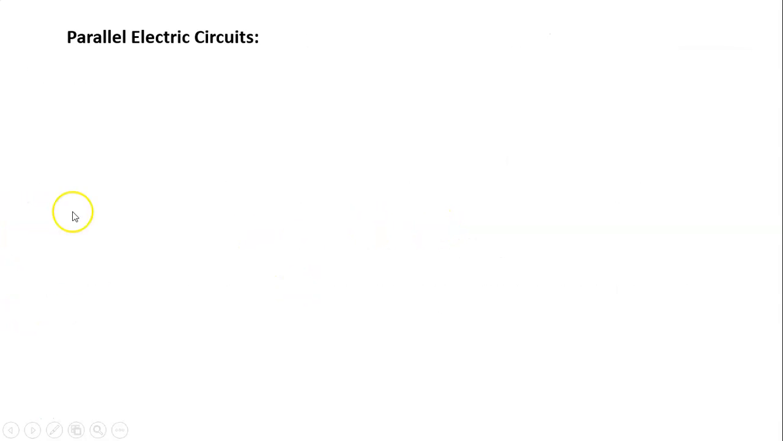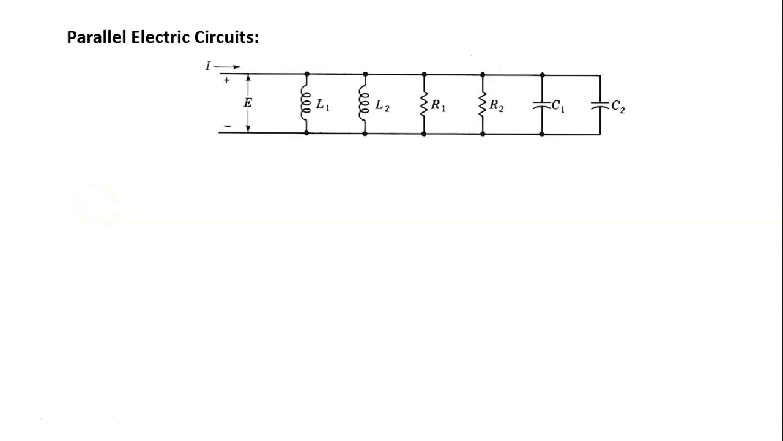Now, parallel electric circuits. See that this is the parallel electric circuit. Two inductors are there, L1, L2. Two resistors are there, R1, R2. And two capacitors are there, C1, C2, which are connected in parallel. Now, E is the voltage drop that will remain the same across each element because these elements are connected in parallel. But current I is divided into these elements.